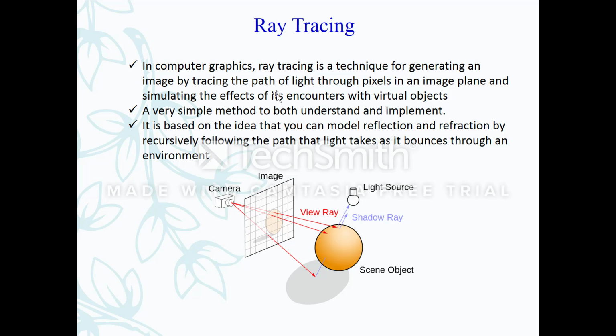It is a very simple method to both understand and implement. It is based on the idea that you can model reflection and refraction by recursively following the path that light takes as it bounces through an environment. As you can see, the image of a 3D object is captured by the camera. The light rays fall on the object, that color is reflected back and captured, and the shadow of that object is also captured.